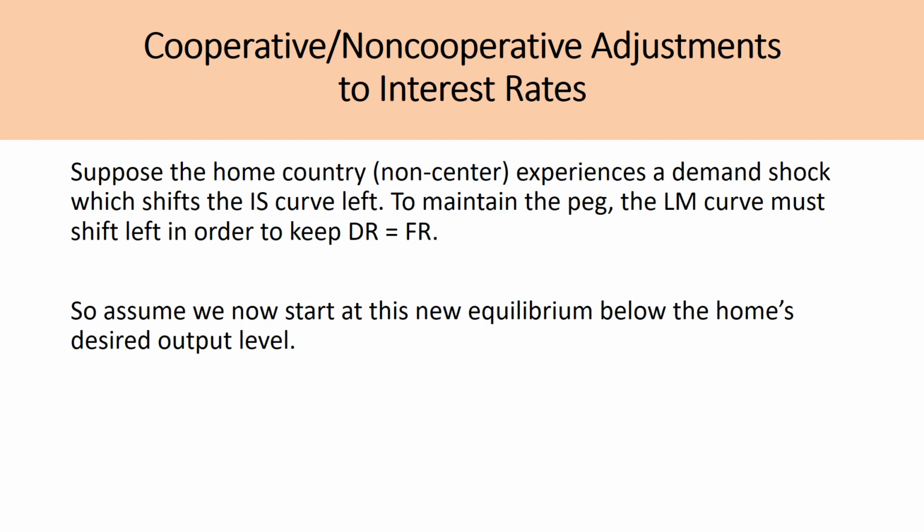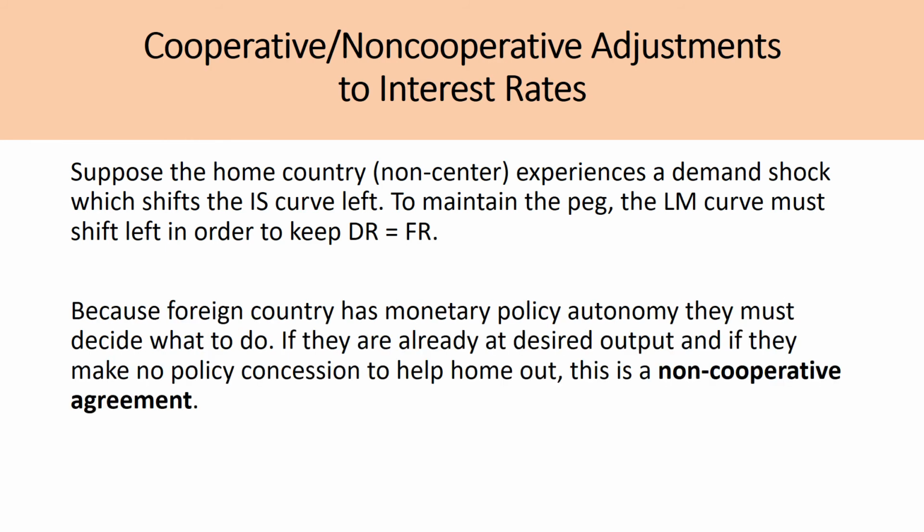So assume we now start at this new equilibrium below the home country's desired output level. Say, for example, the foreign country, the base country, is not cooperative. Because the foreign country has monetary policy autonomy, they must decide what to do. If they are already at desired output, and if they make no policy concession to help out, this is a non-cooperative agreement. So in the sense of Germany and Britain, Germany said, okay, look, it's more important to unite our country than it is to support the ERM peg and think about your needs.